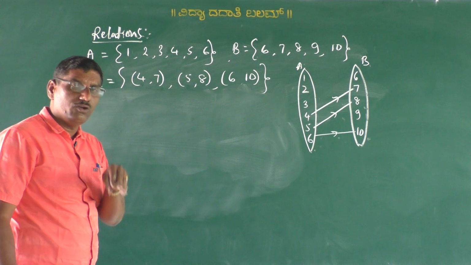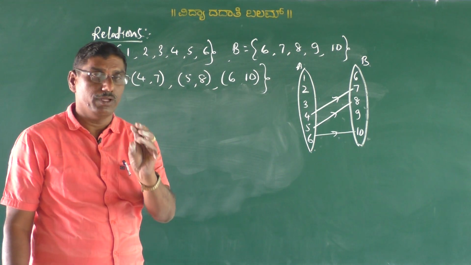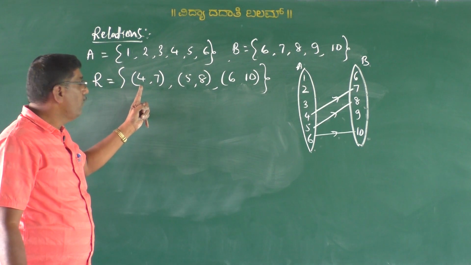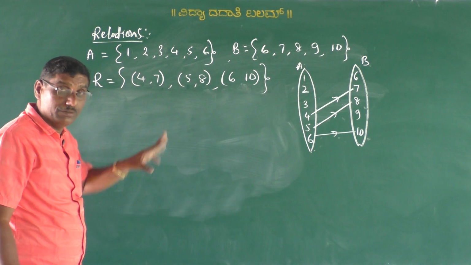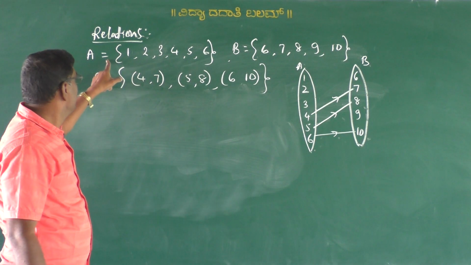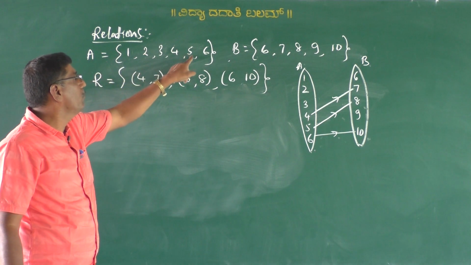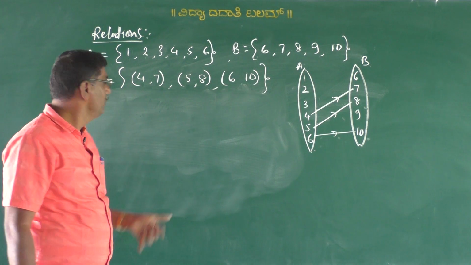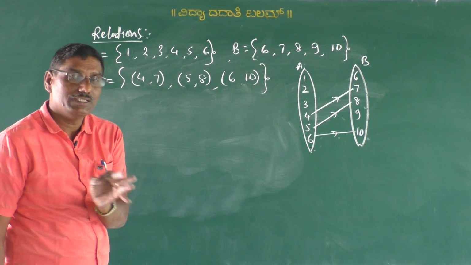By observing, by seeing physically, the domain of R means the set of all 4, 5, 6, isn't it? From this example, the set A is equal to the set of all 1, 2, 3, 4, 5, 6. There is a relationship between domain and set A. What do we call such a relation?